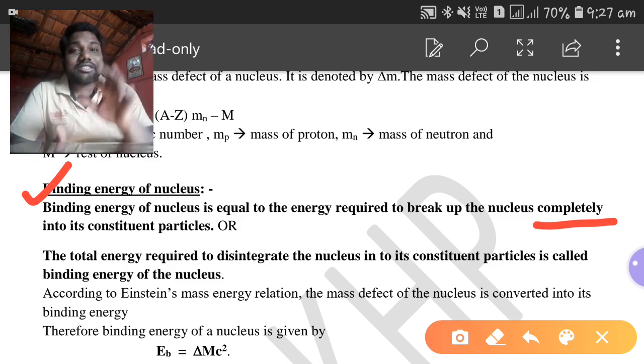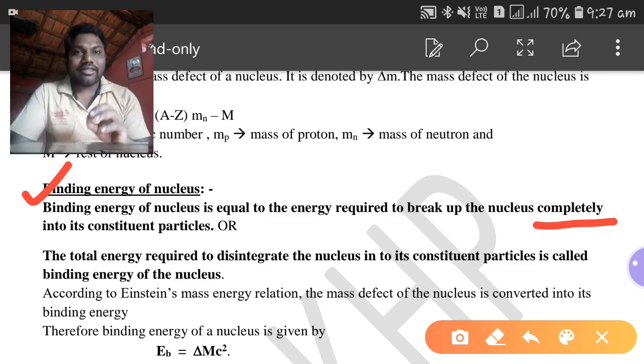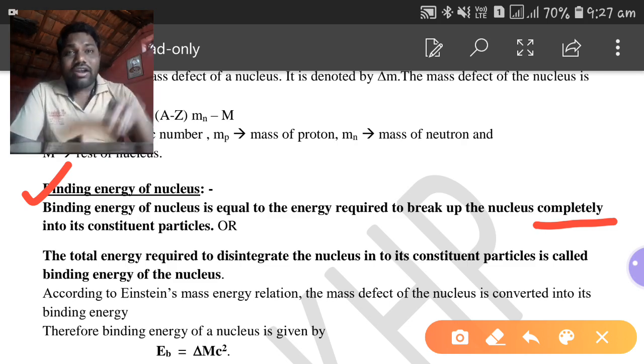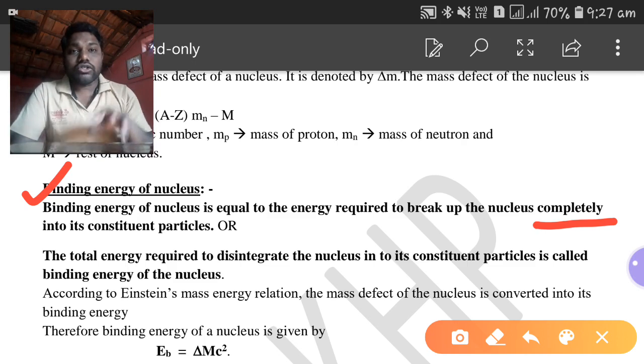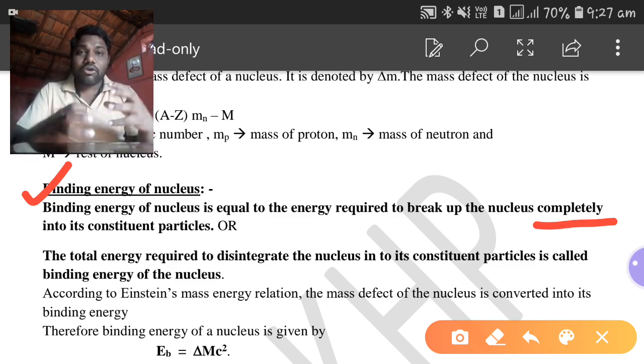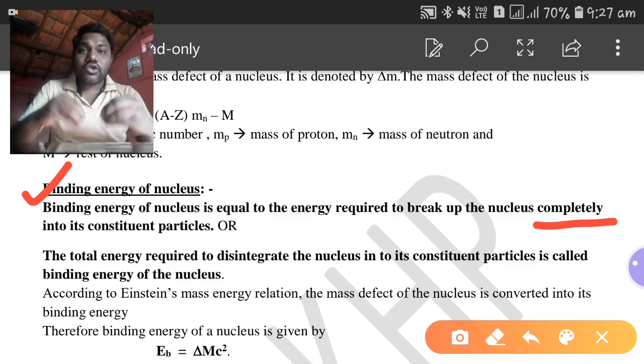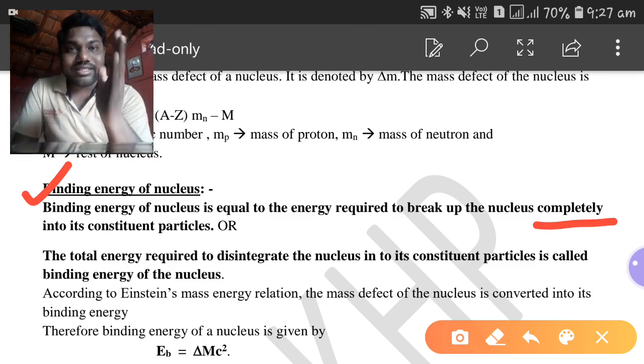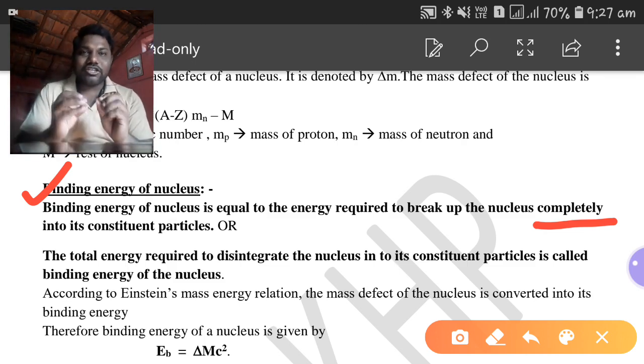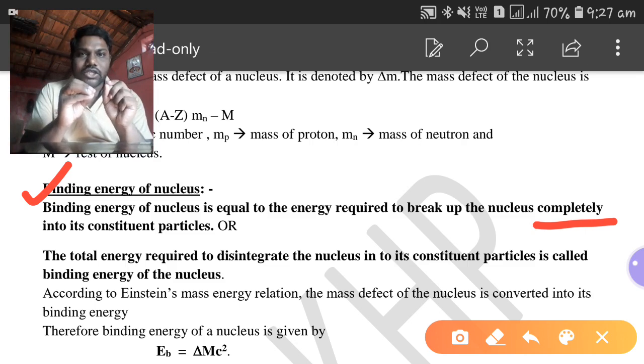So that is nothing but the binding energy. Is this clear? The amount of energy required to separate all the nucleons from its nucleus, or the amount of energy required to break up the nucleus into its constituent particles, into its constituent nucleons, that is nothing but binding energy. I think you get the idea.